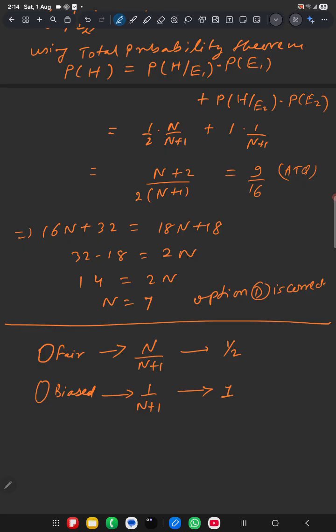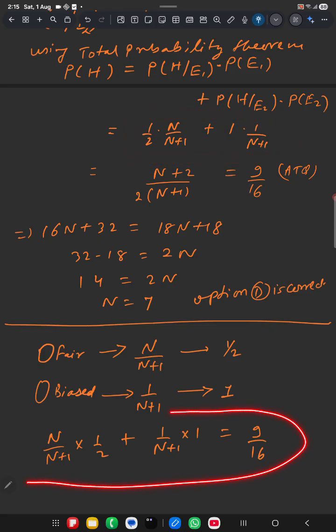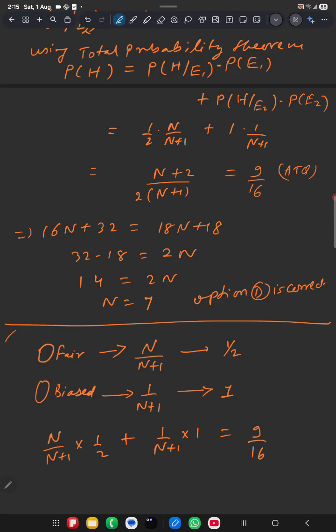So ultimately you have to get head. So getting head is n by n+1 into 1 by 2, plus 1 by n+1 into 1, and this is given as 9 by 16. You have got a similar expression as here, yes or no? Directly you can get it, and after you solve, you will see the same result. So this is by tree diagram, and now I will leave it for you. You can do it on your own.